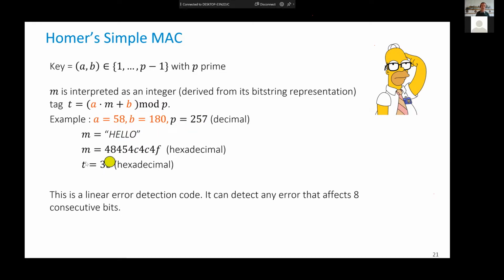So that's my tag. Now, if I change any character here, then because that's an error detection code, the tag will be incorrect. In fact, this tag can detect any error that affects 8 consecutive bits. So if I change one character here, for example, I will not have the correct tag. And if I change them randomly, then with very strong probability, in fact, the probability is 1 over 257, I will not have the correct tag.